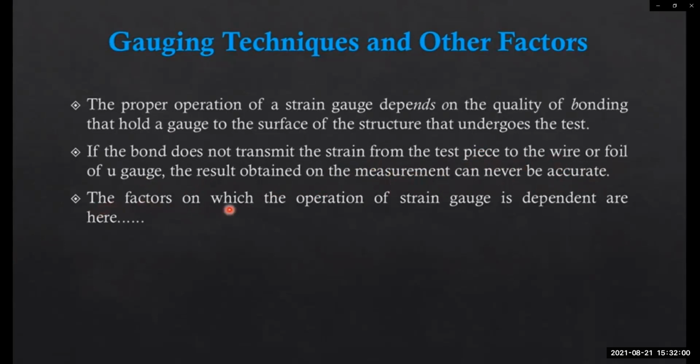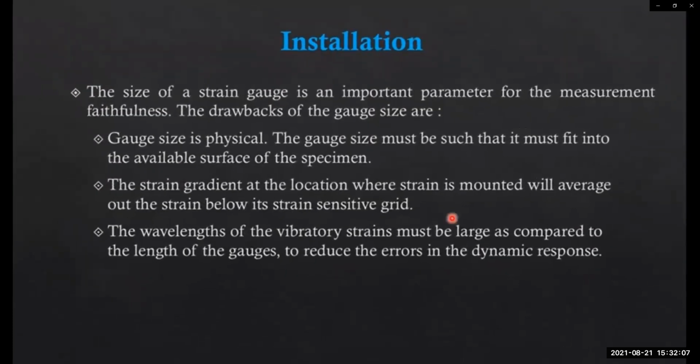Okay, here are the factors on which the operation of the strain gauge depends. We start with the installation. First of all, the size of a strain gauge is an important parameter for measurement faithfulness. The drawbacks of gauge size: first, the physical gauge size must be such that it fits into the available surface of the specimen. So the size should be small or adjustable, so it can fit anywhere on our surface.